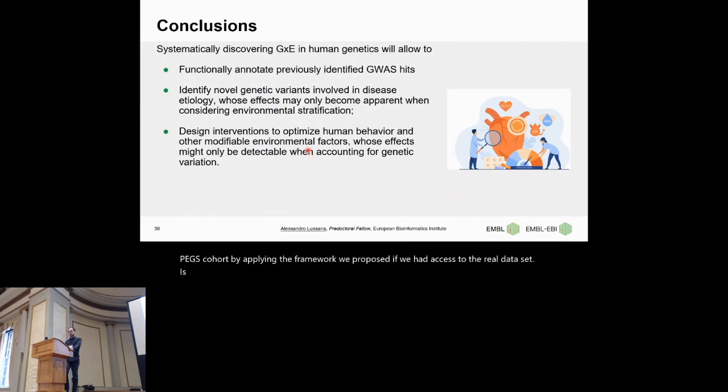it is helpful to functionally annotate the already known GWAS hits, but also to identify novel variants that are associated to the trait, but whose effect wouldn't be discoverable without considering the environmental stratification. And also to identify environmental factors, which in some cases we may act upon, whose effect on the phenotype is only discoverable when accounting for the genetic variation in the population.